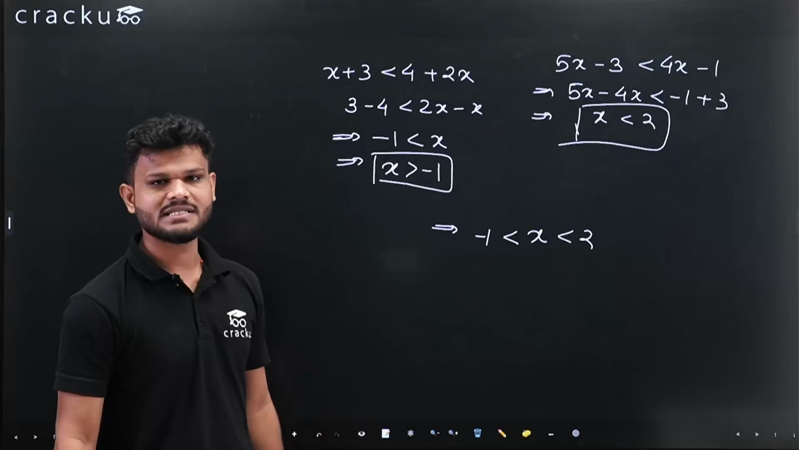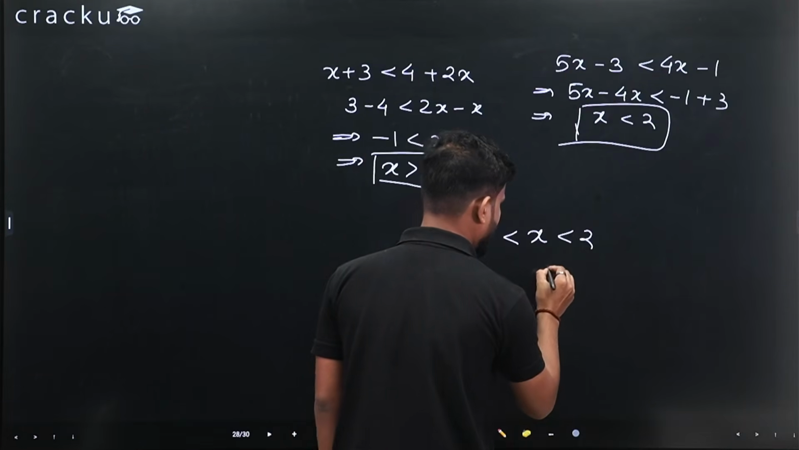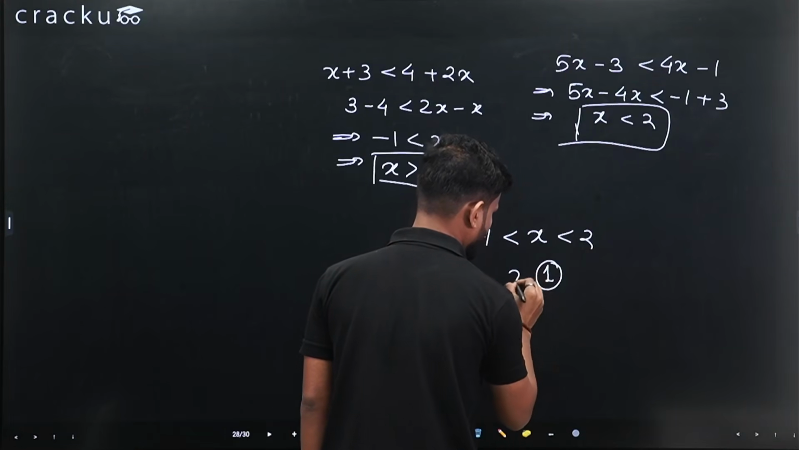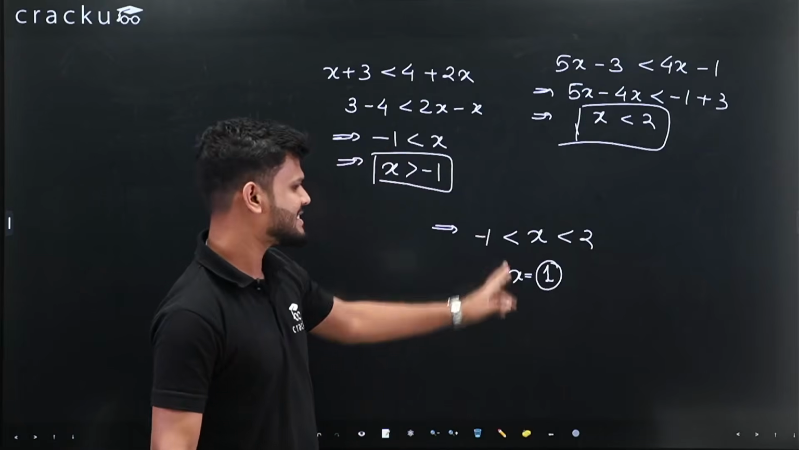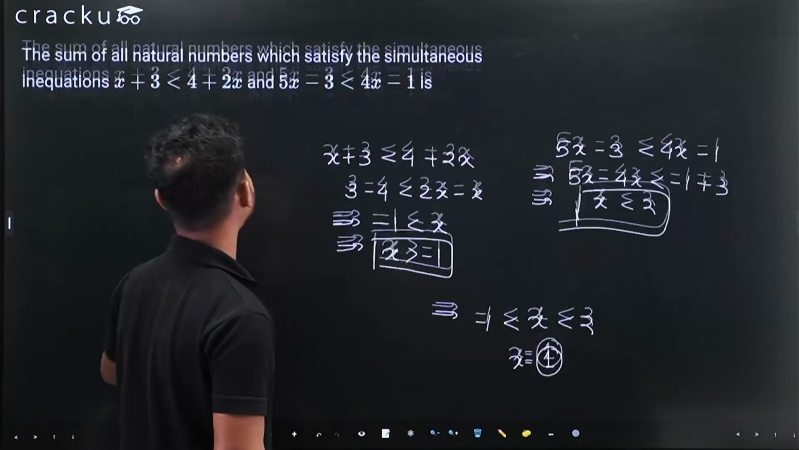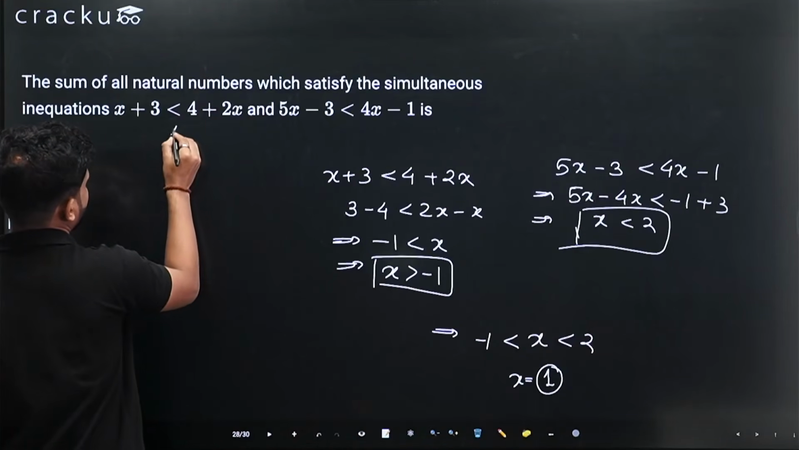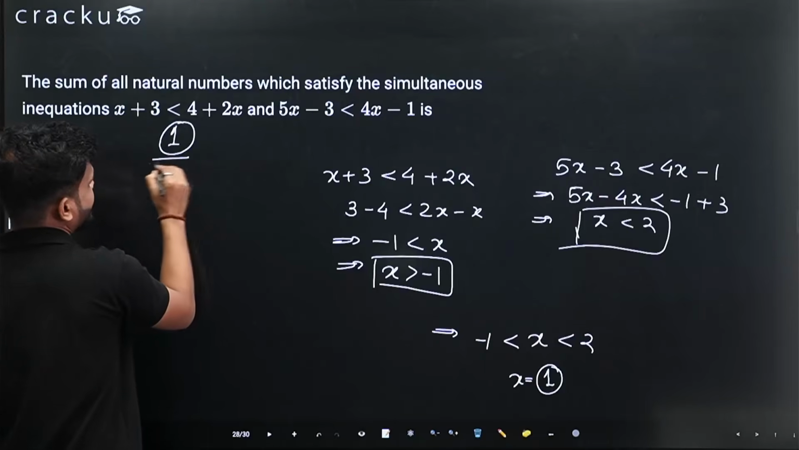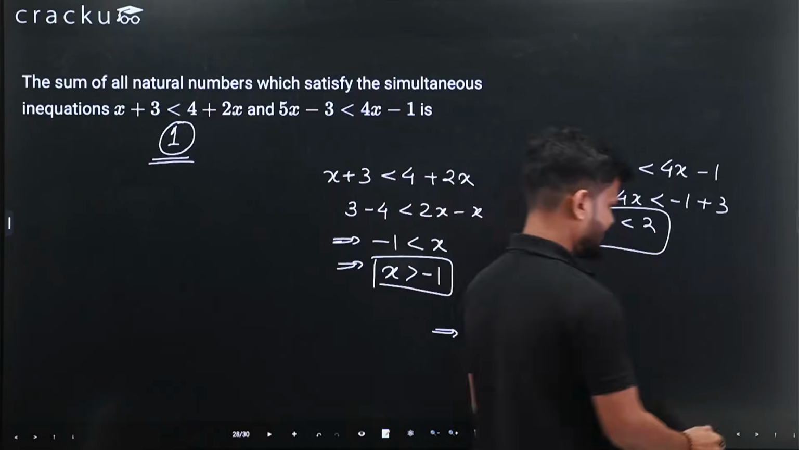How many natural numbers are there? There is only one natural number, which is x equal to 1, in this interval. x equal to 0 is not a natural number. So what is the sum of all natural numbers? It is nothing but 1. So 1 is the correct answer here.